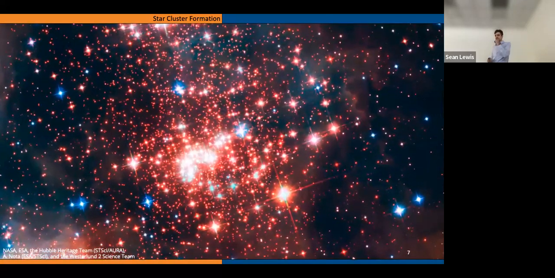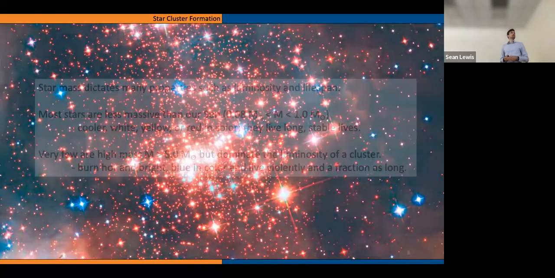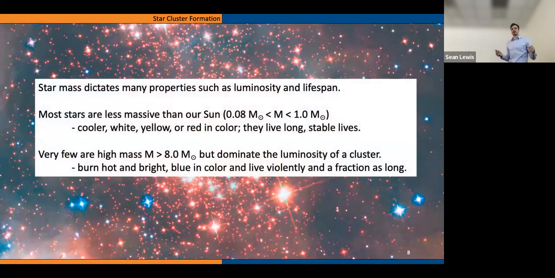So let's talk about the stars a little bit more. Stars come in many different masses, and the stellar mass is what dictates many of the properties of the stars. So like the luminosity, how bright it is, how much radiation it's emitting, and the star's lifespan. The majority of stars are on the order of or less massive than our sun. They are cooler in temperature, their color white, yellow, red. They live much longer and fairly stable lives, at least compared to the others we'll talk about. We're talking several billions of years as a lifespan.